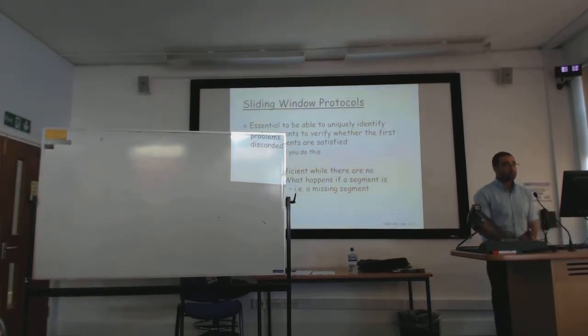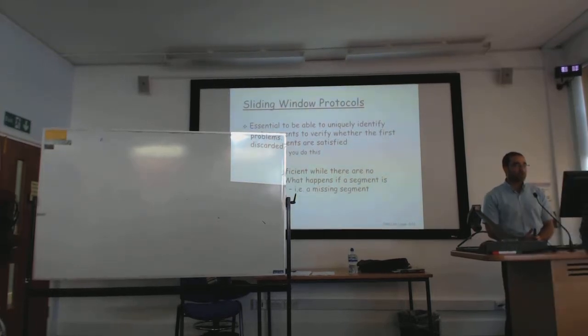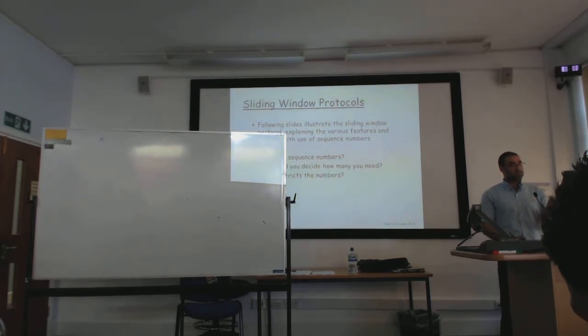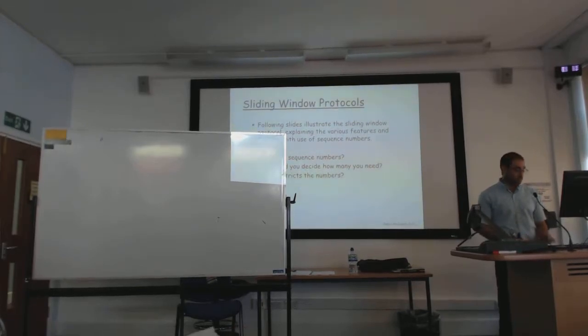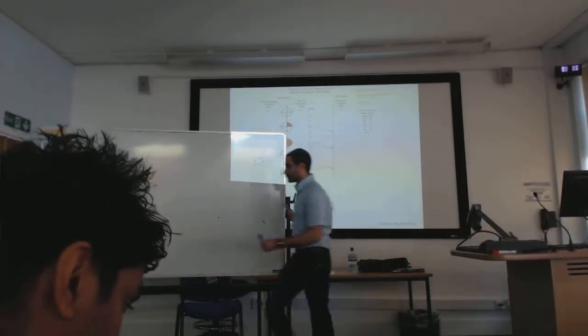It's essential to be able to uniquely identify each segment to verify whether the first 3 requirements are satisfied. How can we do this? By using sequence numbers. So how many sequence numbers do we need? How would you decide how many you actually use? What restricts the number? All of those will be defined in the next 2 slides. Let's go now to the details of sliding window.